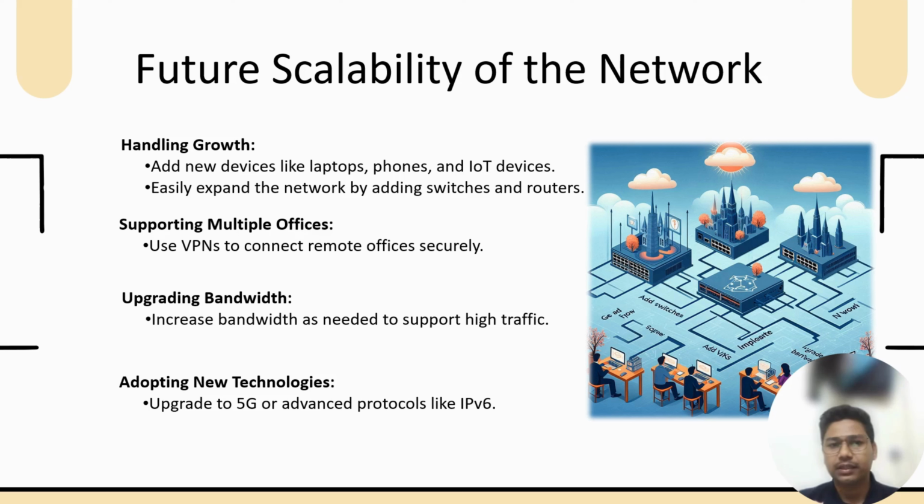Second, if a company opens a new office, we can securely connect both offices using a VPN. This ensures seamless communication between teams. Third, as the company grows, the internet usage will also increase. We have planned for bandwidth upgrades to handle higher traffic smoothly. Lastly, the design is adaptable for new technology. For example, as we move towards 5G or adopt IPv6 addressing, the network can easily integrate the advancements. This scalability ensures that the network can support the company's growth without needing a complete redesign.